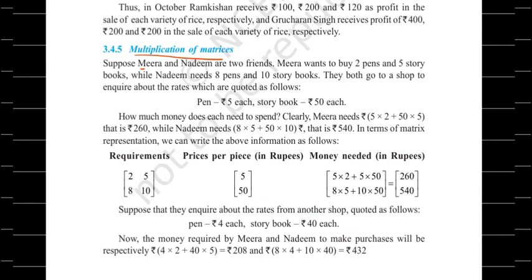Suppose Meera and Nadeem are two friends. Meera wants to buy two pens and five storybooks, while Nadeem needs eight pens and 10 storybooks. They both go to the shop to ask about the prices. A pen is 5 rupees each and a storybook is 50 rupees.